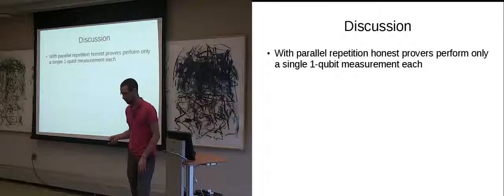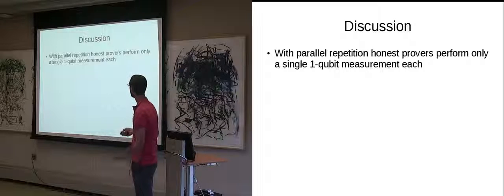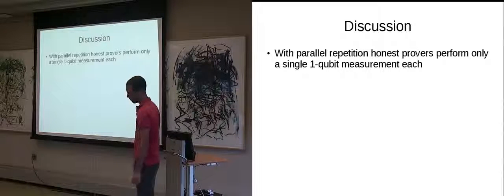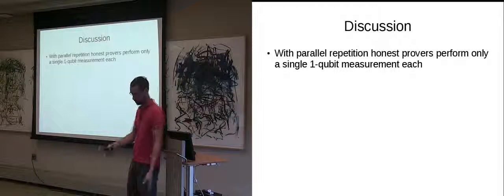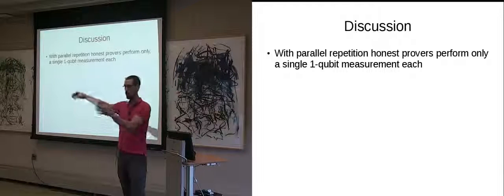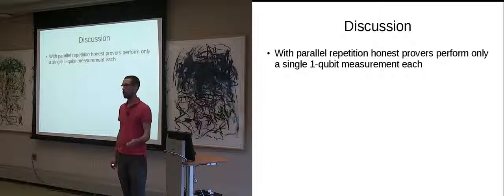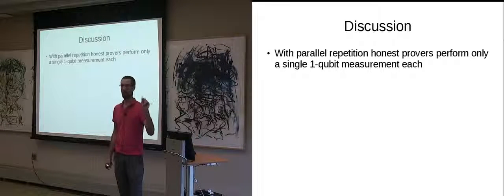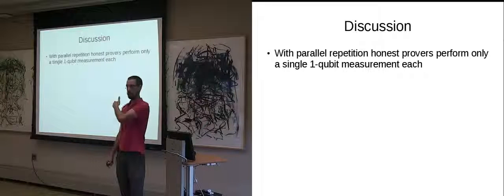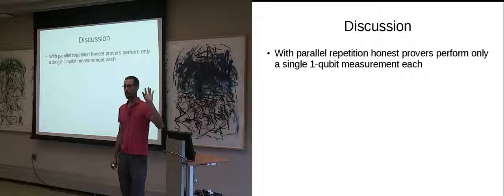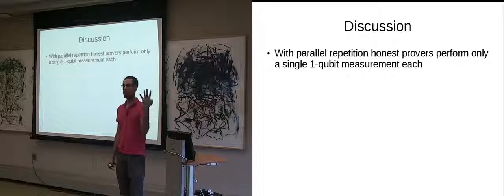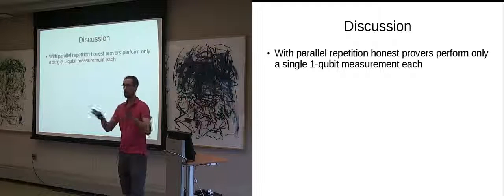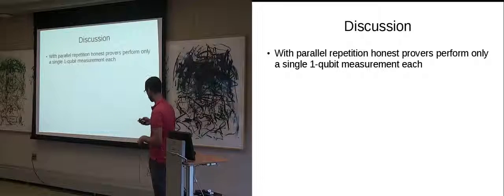Now, a couple of different things about how to interpret this. One thing you can do is do your repetitions in parallel, and in that case, each prover does only a single 1-qubit measurement if they're honest. So you have a polynomial number of provers, but each of them only has 4 different measurements, and all it does is measure one of those 4. So it's very, very simple provers.